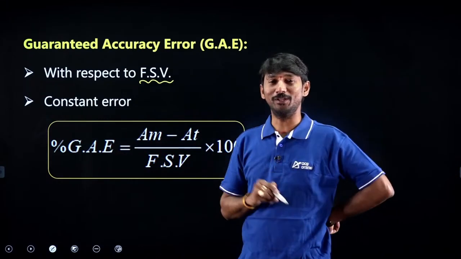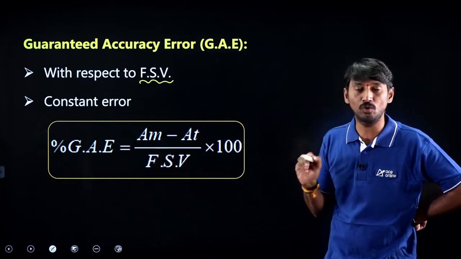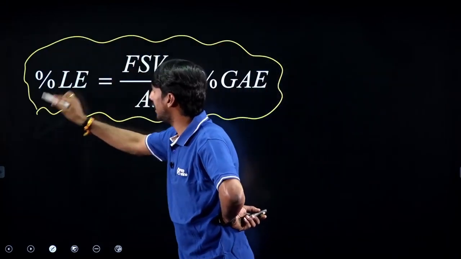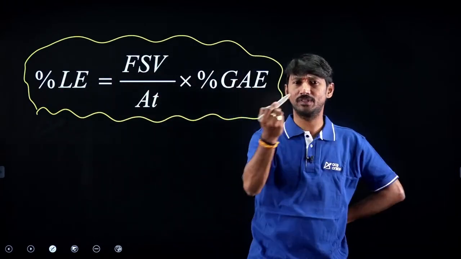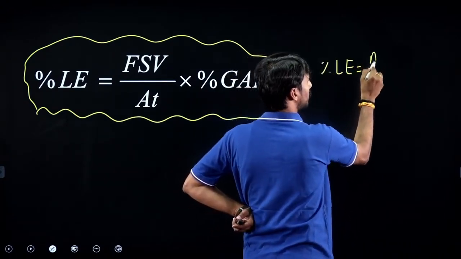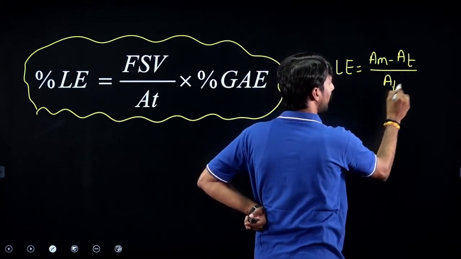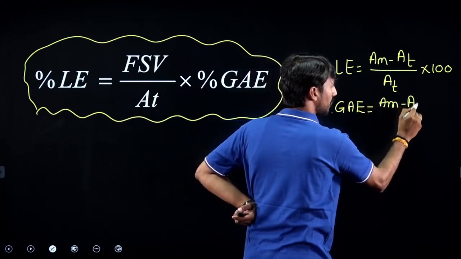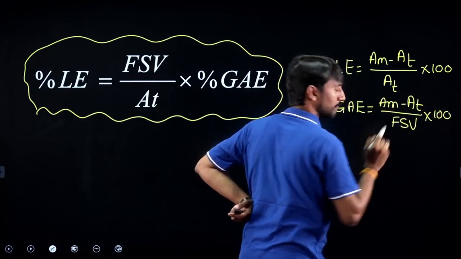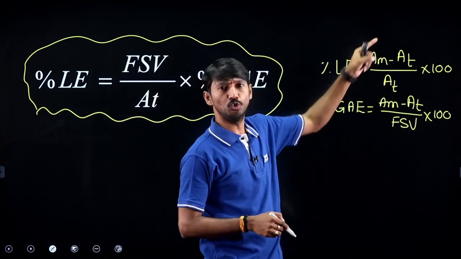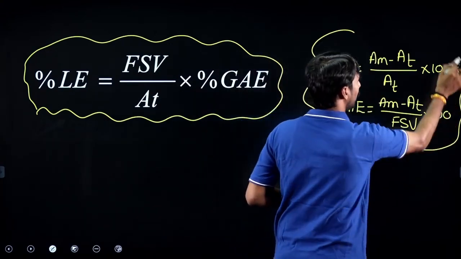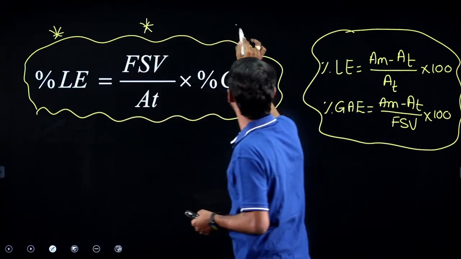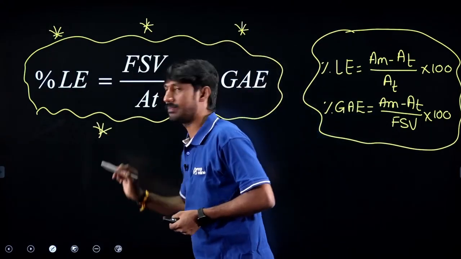Okay, sir, the relation between percentage limiting error and percentage guaranteed accuracy error is very important. Simple logic, you know that, but generally I'm giving the formula. Percentage limiting error equals AM minus AT by AT into 100. Percentage guaranteed accuracy error is AM minus AT by full scale value into 100. Simple. Equation 1 by equation 2 or equation 2 by equation 1. If you simplify, from these two formulae we get a relation between them. Based on this formula, many questions are possible in competitive examinations where the measurement subject is available.